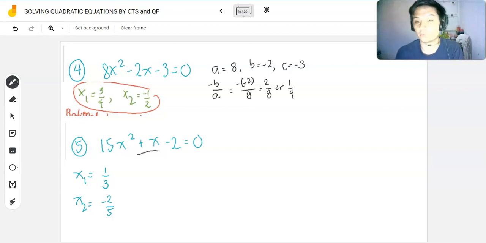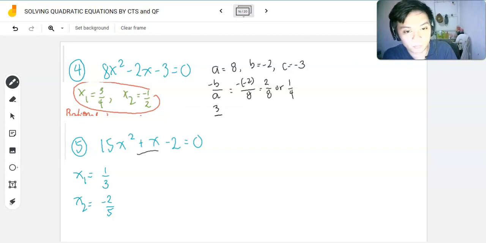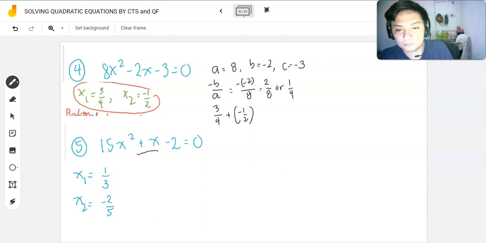Now, do you think we're going to get the same kapag inadd natin yung mismong mga root? 3/4 plus negative 1/2. So, yung negative 1/2, kung siya pwede isulat, dito na lang siguro, sa gilid, can be rewritten as a fraction whose denominator is 4. Kasi, ang 2 is a factor of 4. Therefore, the LCD of this 2 is just 4. 4 divided by 2 is 2 times negative 1, negative 2.